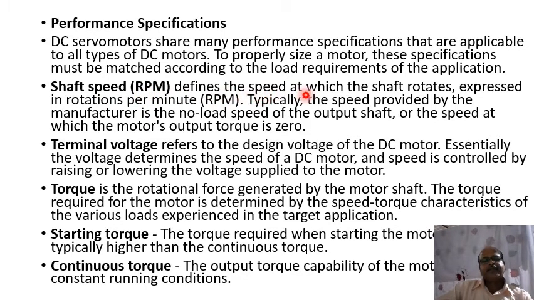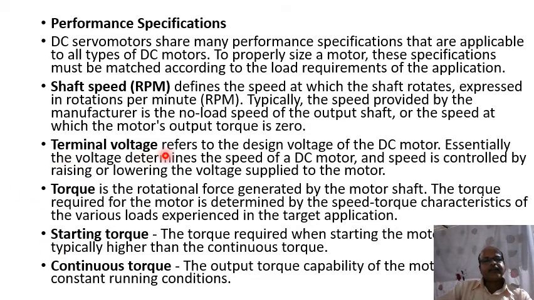It defines the speed at which the shaft rotates, expressed in rotations per minute. Typically, the speed provided by the manufacturer is the no-load speed of the output shaft, or the speed at which the motor's output torque is 0. So if you want to purchase any DC servo motor, then these specifications you have to check.